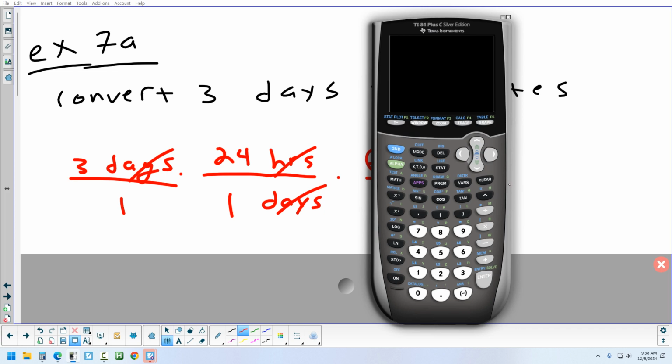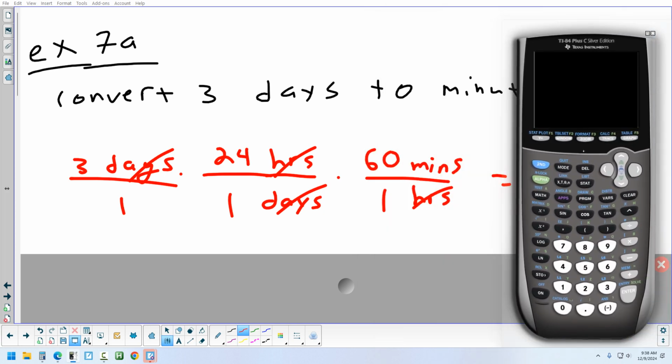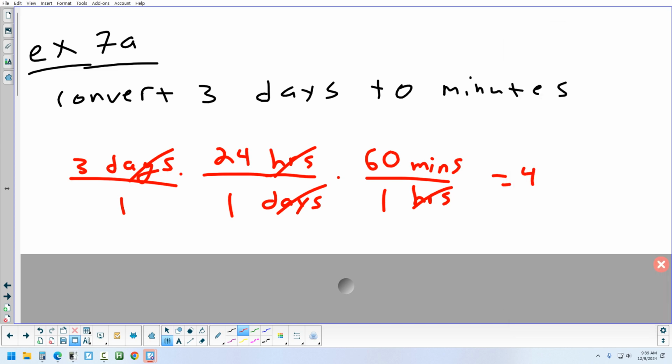In this case, we did end up with all ones in the denominator. That doesn't always happen. So we've got 3 times 24 times 60, so it's 4,320 minutes. If the dimensional analysis made sense there, then it's not going to be any harder when we start doing angular velocity. Same concept.